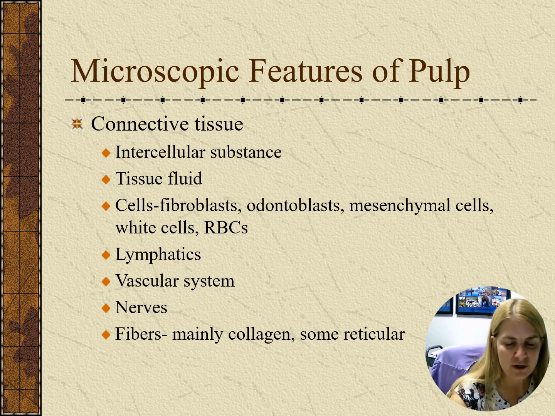There's a vascular system where there's a blood supply, so it is vascular versus avascular. There's nerves. There's lots of collagen and reticular fibers, tissue fluid, intercellular substance. So the pulp has a lot of substance to it microscopically.